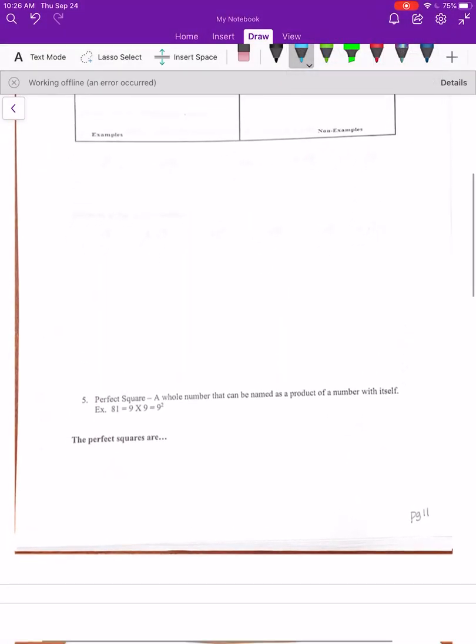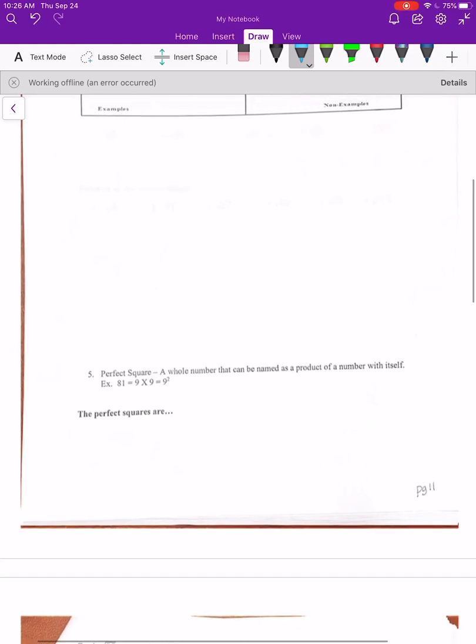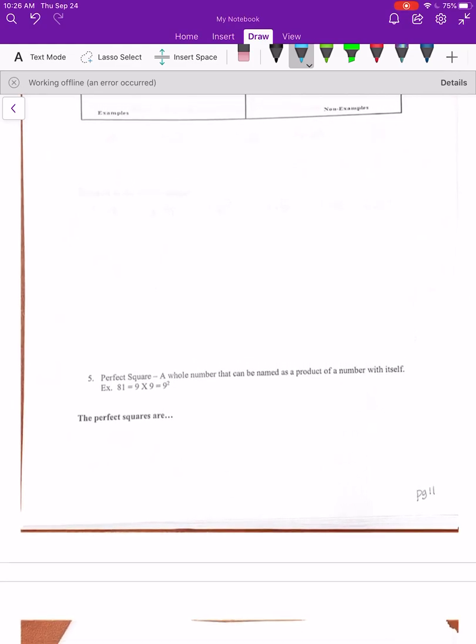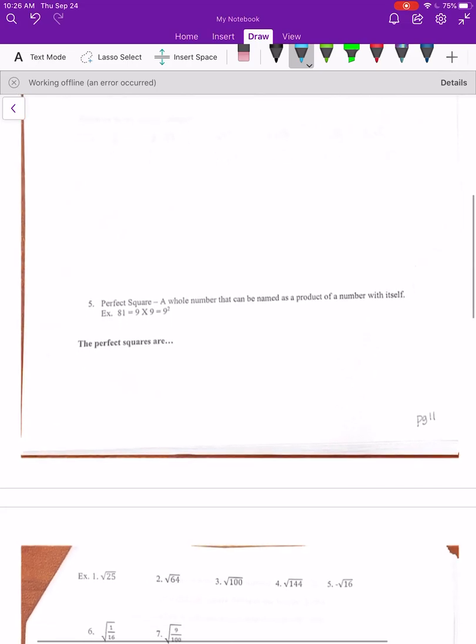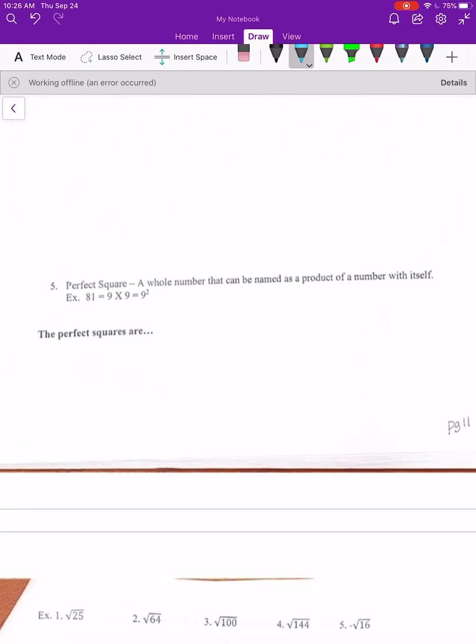So we are back with 1-5, exploring square roots and irrational numbers, and we're going to talk about a perfect square. A perfect square is a whole number that can be named as a product of a number with itself. An example would be 81: 9 times 9 equals 9 squared. To do what we're going to do from here on out, we need to really know the perfect squares.